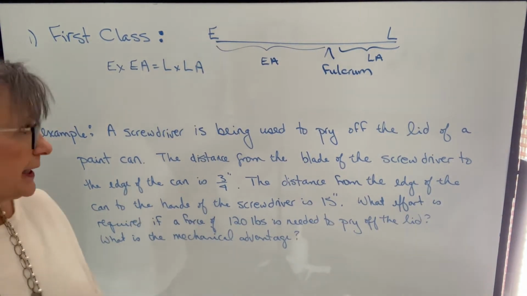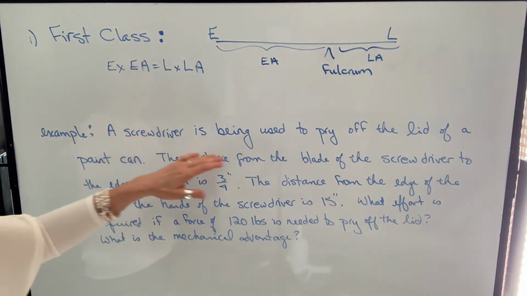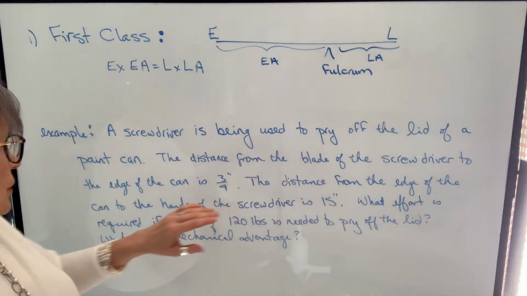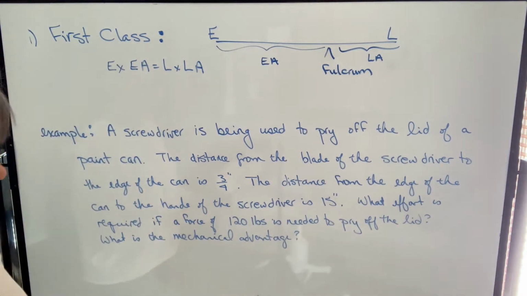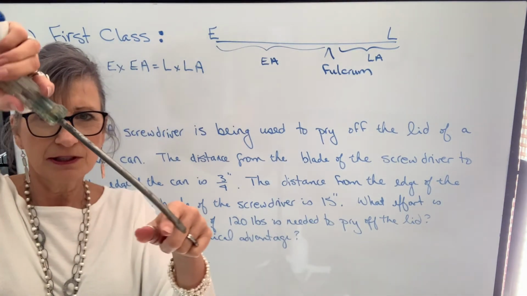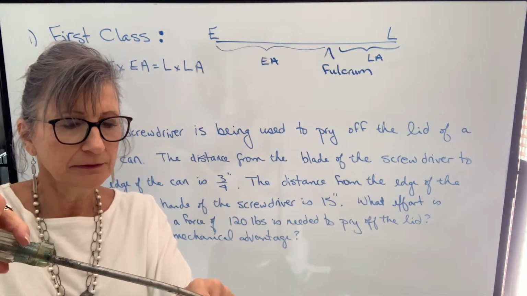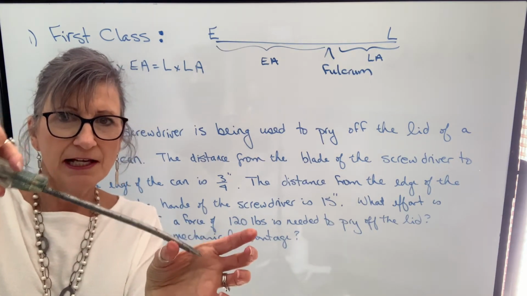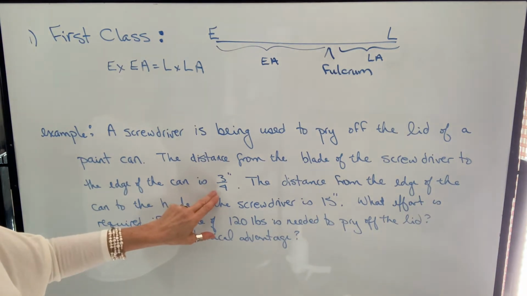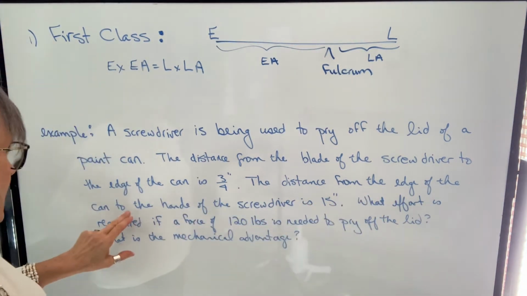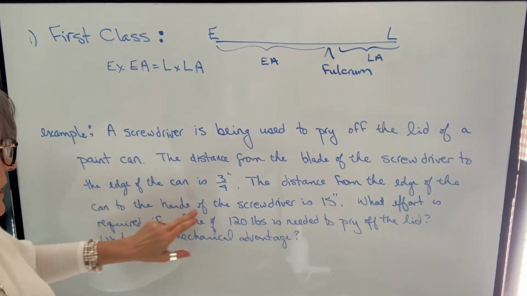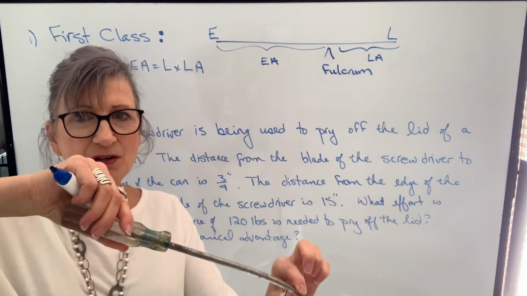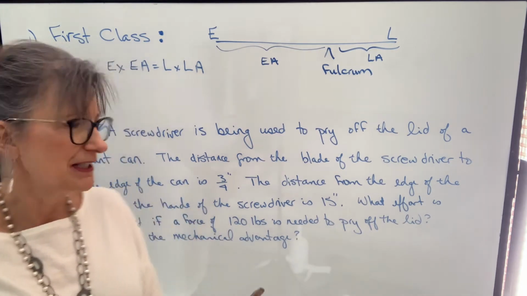So let's take a look at an example. We're using a screwdriver to pry off the lid of a paint can. So we're using a screwdriver to pop off that paint can lid. The distance from the blade of the screwdriver to the edge of the can is 3/4 of an inch. The distance from the edge of the can, which is our fulcrum, to the handle of the screwdriver is 15 inches. So the distance from that pivot point to where my hand is, 15 inches.